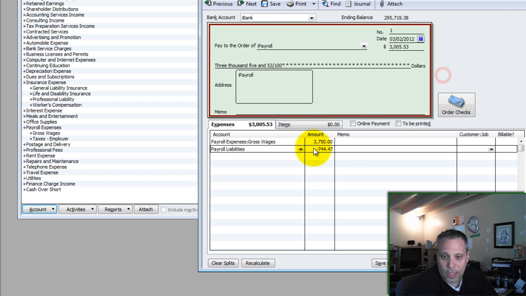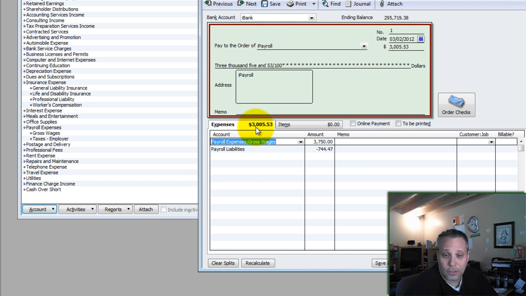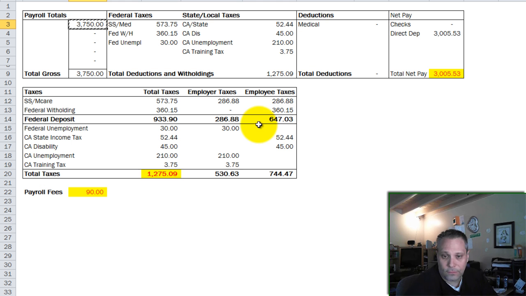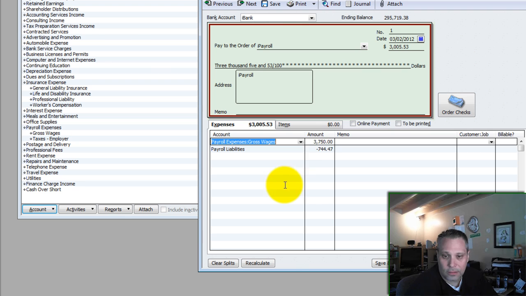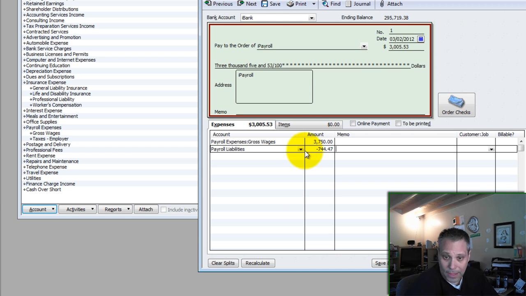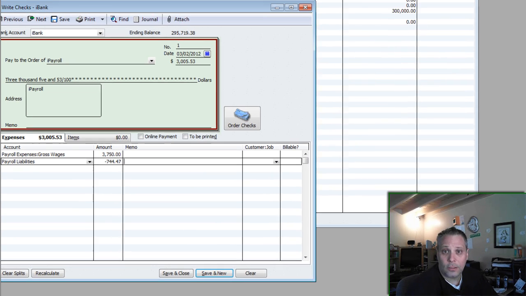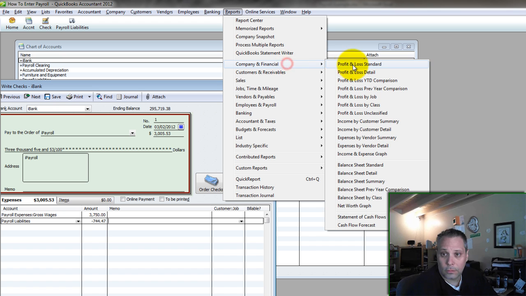And notice it's going to come in as a negative because I have to reduce the gross, right? Which means I need a negative number to get from the gross to the net so that it does actually net out to the right $3,553. Notice here, the employee's share of the payroll taxes is $744.47. That's what we're going to have to send into the government later in addition to the employer's share. So before I save this, let's run a balance sheet.